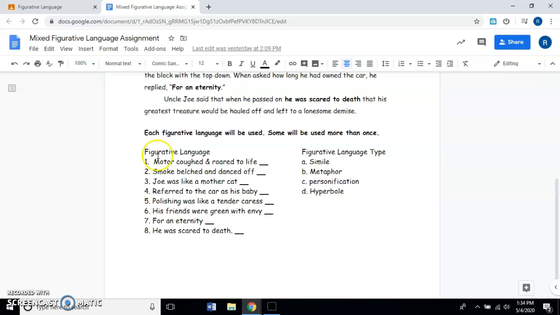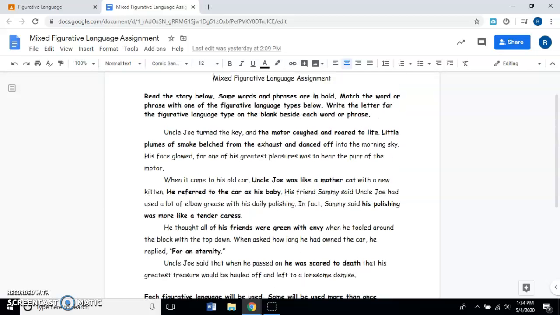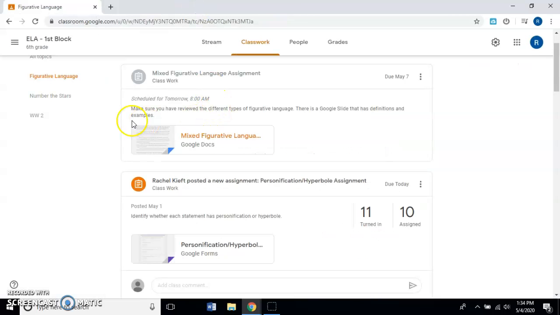So after you've read that, here's the figurative language, and then here's your choices. Obviously, we've got 8 sentences. We only have 4 types of figurative language. Every one will be used once. Some of them will be used more than once, okay? So hopefully you have had that chance to go back and look at what our definitions and examples are for figurative language.